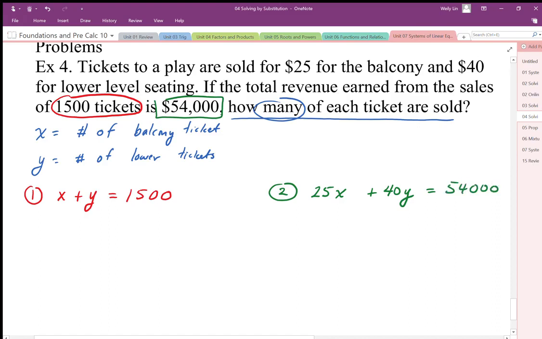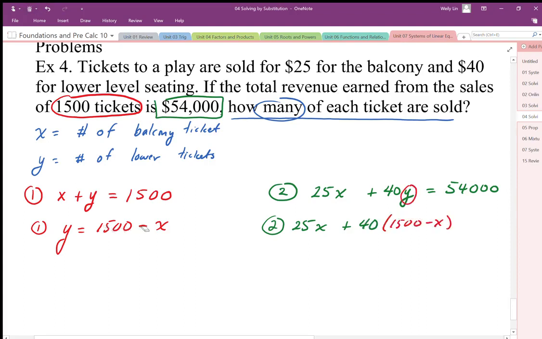Once I've done this, now I have a system. I can solve this either by substitution or addition subtraction. In this case, it looks easy enough to do substitution, and we're working on substitution, so we're going to do that. So I'm going to solve for y. So equation 1, I'm going to get 1,500 tickets minus the balcony tickets is going to give me the number of lower level tickets. And what I'm going to then do is substitute into the other equation. So instead of 40y, I'm going to use the equivalent, 1,500 minus x. So that y gets replaced by this equivalent.